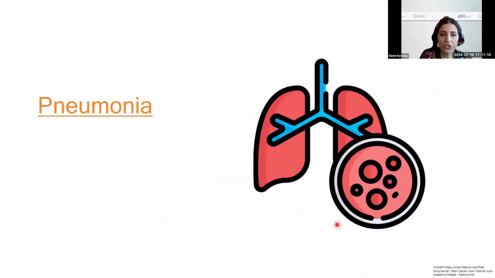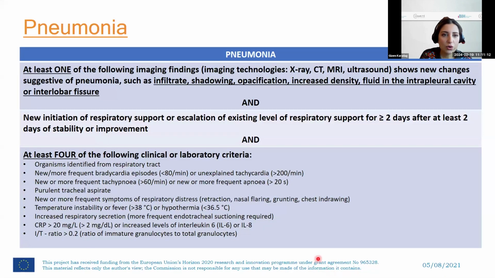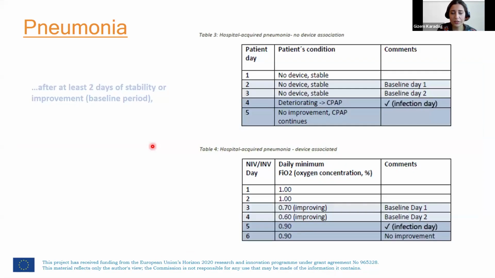The pneumonia definition criteria consist of a combination of one imaging finding that suggests new changes of pneumonia, such as infiltrates, shadowing, opacifications, etc., and a respiratory criterion, and a combination of clinical and laboratory criteria, at least 4 of them. So here in this section, I would like to talk a bit more in detail about this respiratory criterion, because it may sound a little bit confusing.